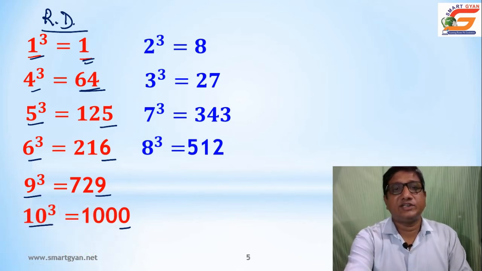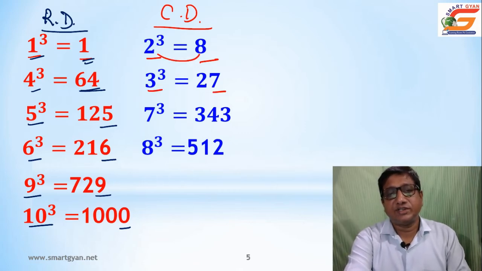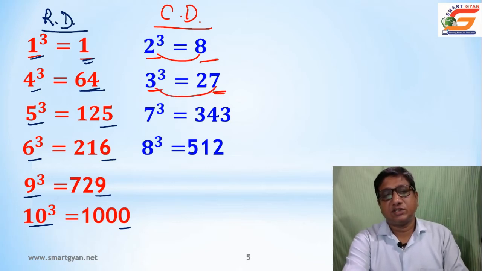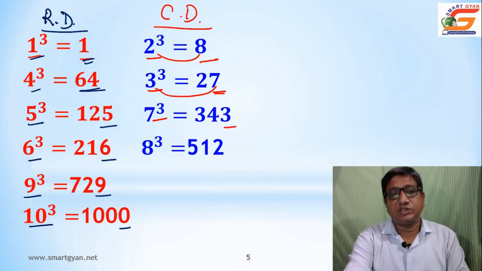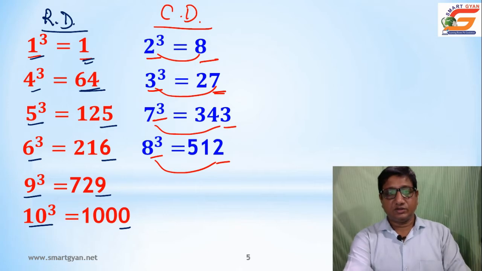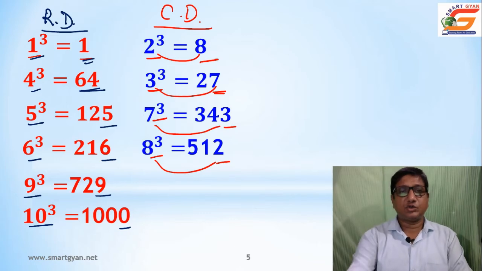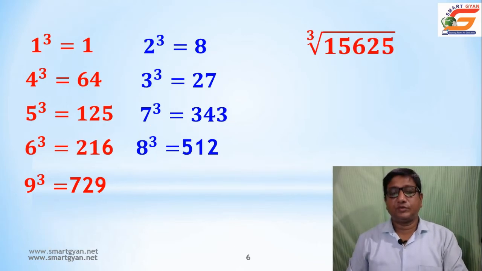Let us try to understand complementary digits. 2 cube is 8, so 2 and 8 are complementary to each other. 3 cube is 27, unit digit 7, so 3 and 7 are complementary. 7 cube is 343, unit digit 3, so 7 and 3 are complementary. 8 cube is 512, so 8 and 2 are complementary. So these 4 digits are complementary. Now let us move to questions to see how to apply this.